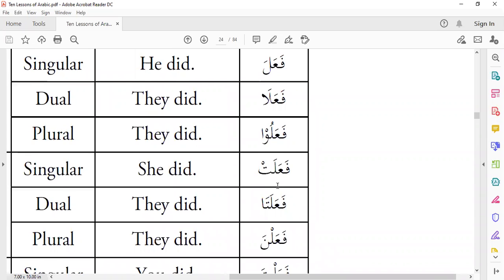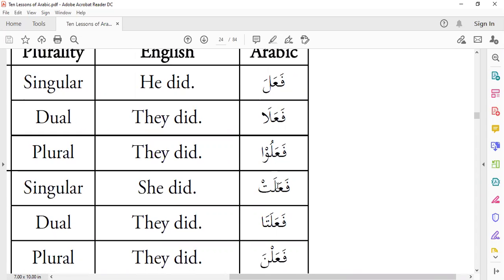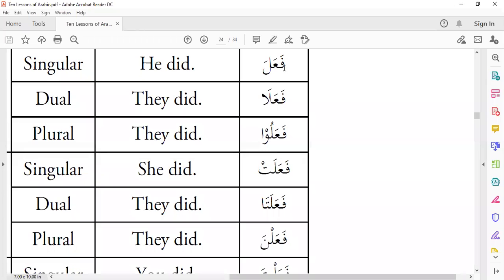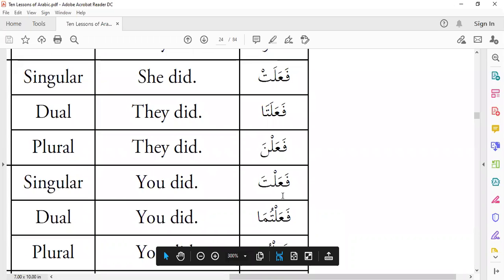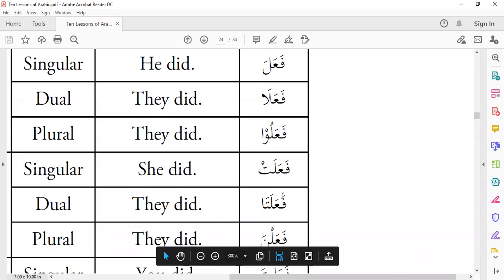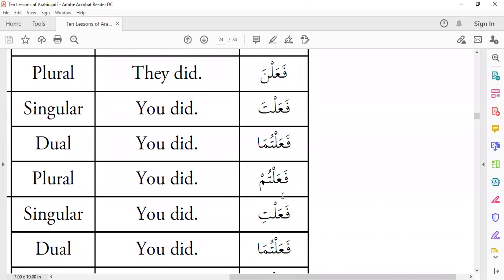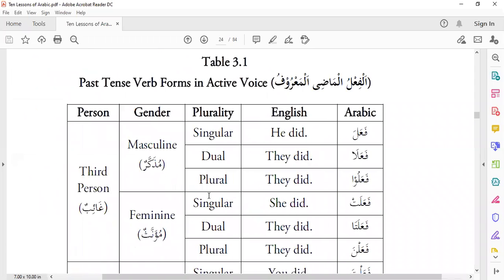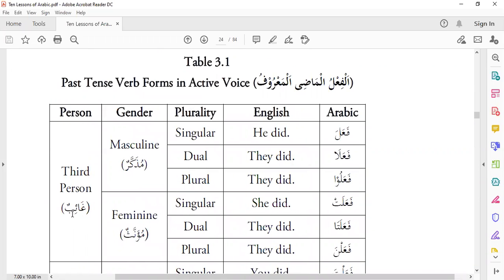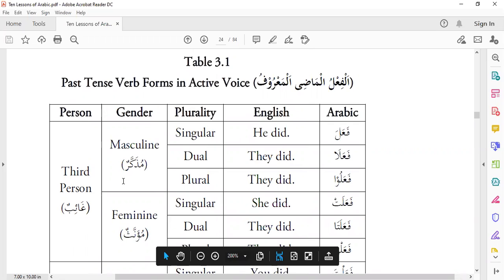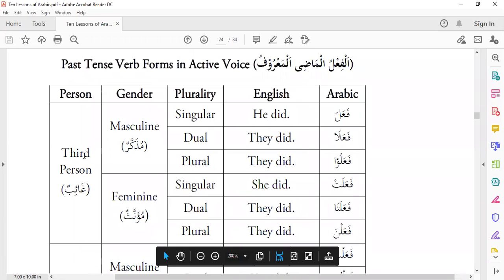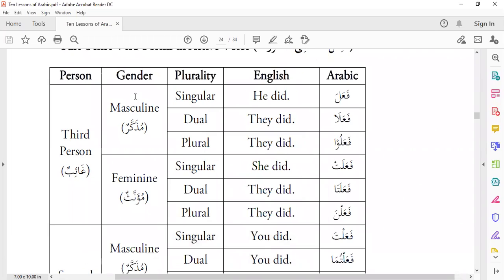For today, I'm not going to go too much, because it's not easy to remember these forms. It takes a lot of time. So for today, if you can learn these six, I'll send a short video again, probably two days after or tomorrow, for the next batch. At this moment, we'll just focus on third person past. This is what you need to remember: past, third person, masculine, feminine, singular, dual, plural.